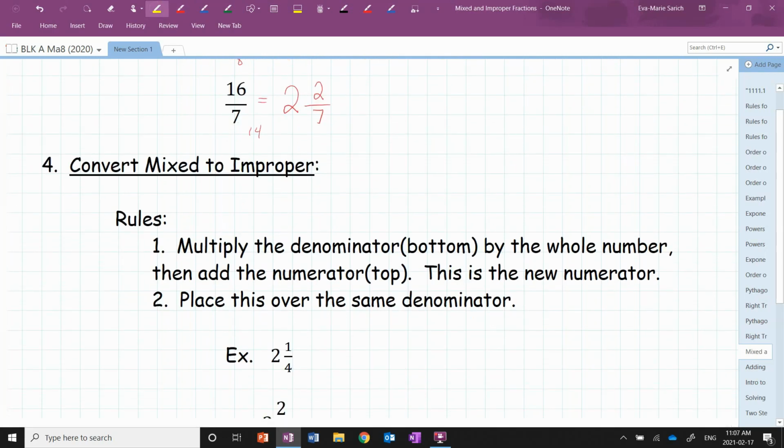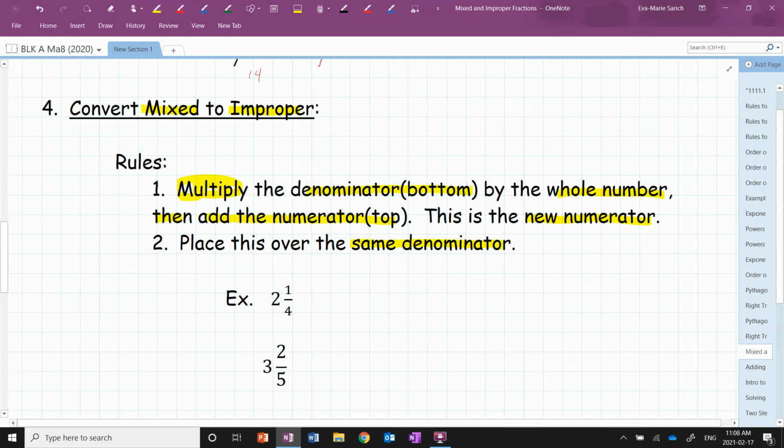Let's go to the next thing that we need to accomplish today. And that is to be able to convert the other way. So now we're going from mixed to improper. This is a little bit easier. So what do we do? We start off with a multiply. We're going to take the denominator, the bottom, and we're going to multiply that by the whole number. We're not done, because then we add the numerator, or the top number. When you do that, this becomes the new numerator. So multiply, starting at the bottom, multiply by the whole number, and then add the top. That's your new top. Then you simply place it over the same denominator. So let's look at some examples.